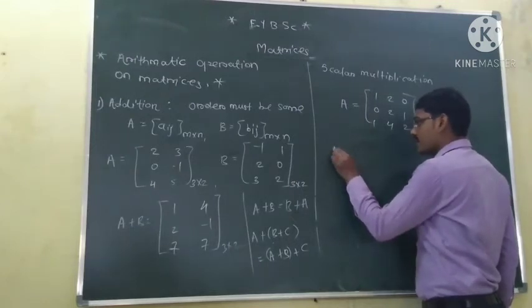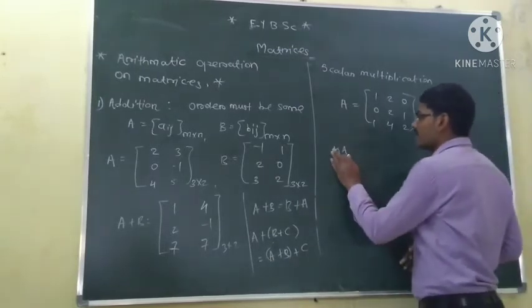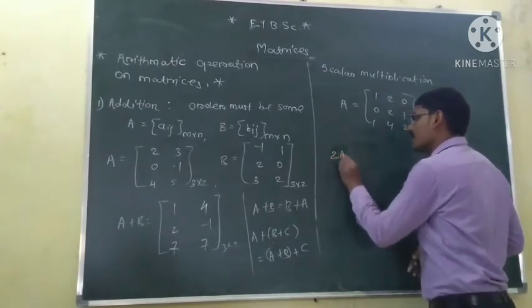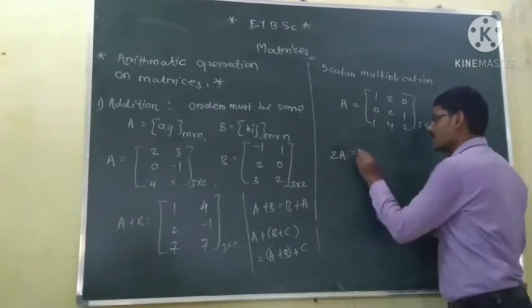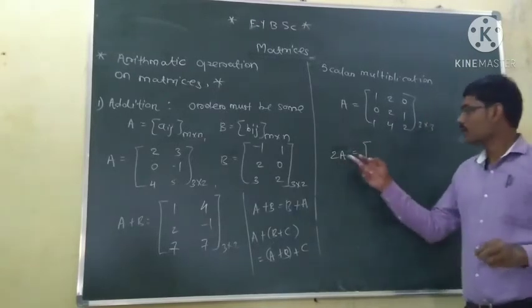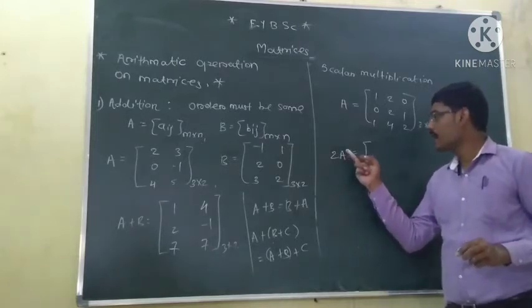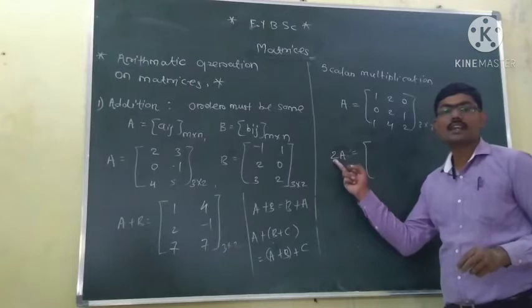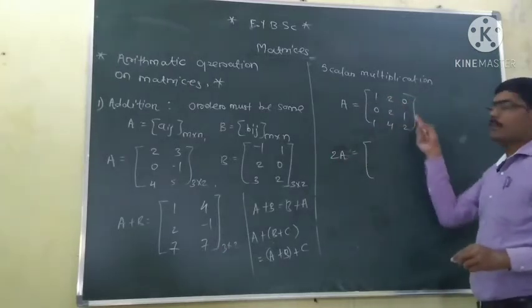Suppose k is any scalar, then k times A. Now we will take k as any number. We will take k equal to 2. So multiply the matrix A by 2. This is called scalar multiplication. So in scalar multiplication, when you multiply some matrix by some scalar, you have to multiply each element of the matrix by that scalar. The scalar is 2. So 2 times A is nothing but multiplying each element of the matrix by 2.